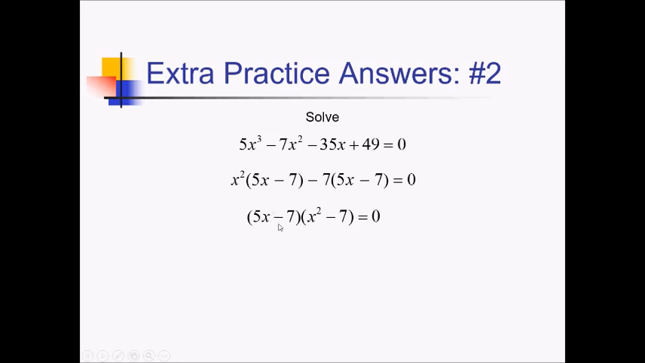So if 5x minus 7 equals 0, then I can add 7 and divide by 5 to get 7/5. And we could also say for this next branch here that x squared has to have a value of 7. So square rooting both sides, I'm going to get a plus or minus radical 7.